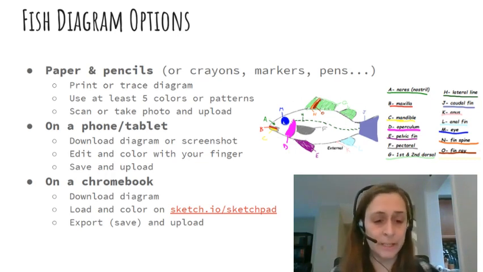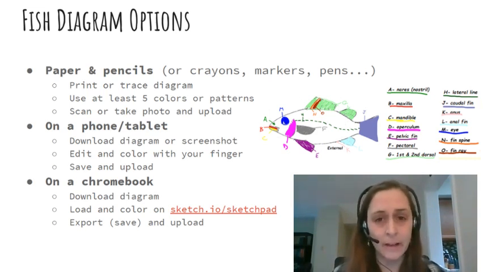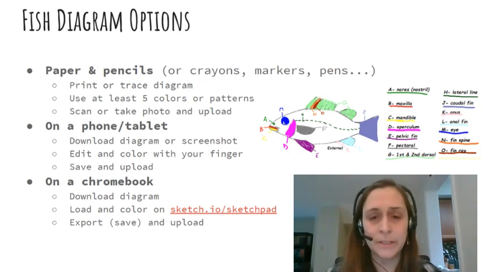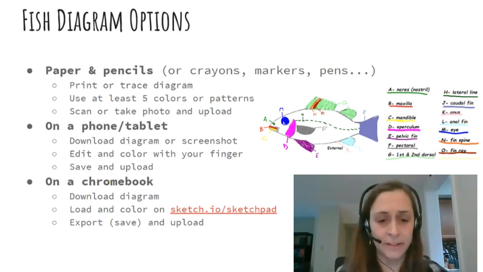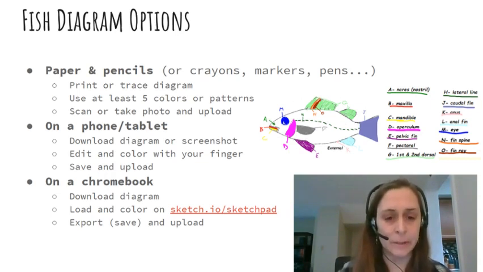And if you're on the Chromebook, download the diagram. I found a website that lets you color things, sketch.io/sketchpad. I'll put that link in the assignment description as well. So if you download the file, you upload it into the Sketchpad, it'll let you color. I was using the pen tool and the tool that says Pixel Fill. We're both working pretty well in terms of how to color it using that program. And then you click export to save it and you would upload it into Schoology.